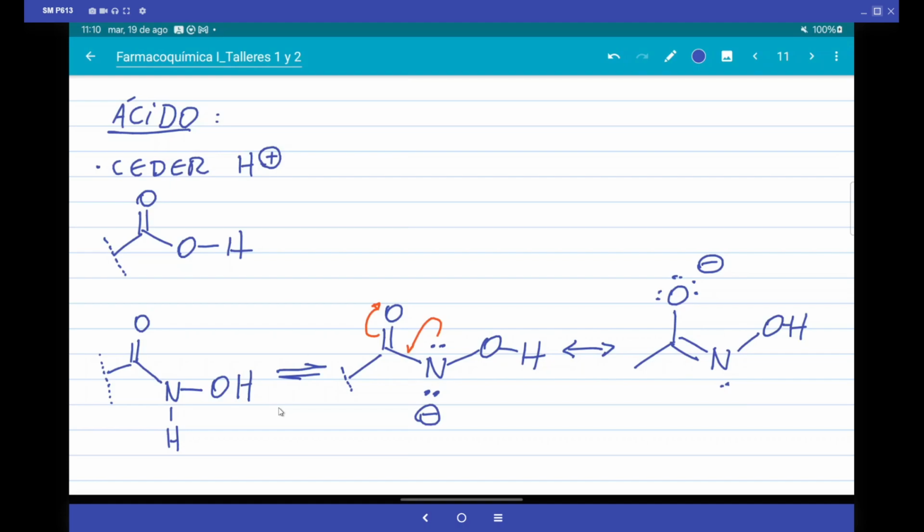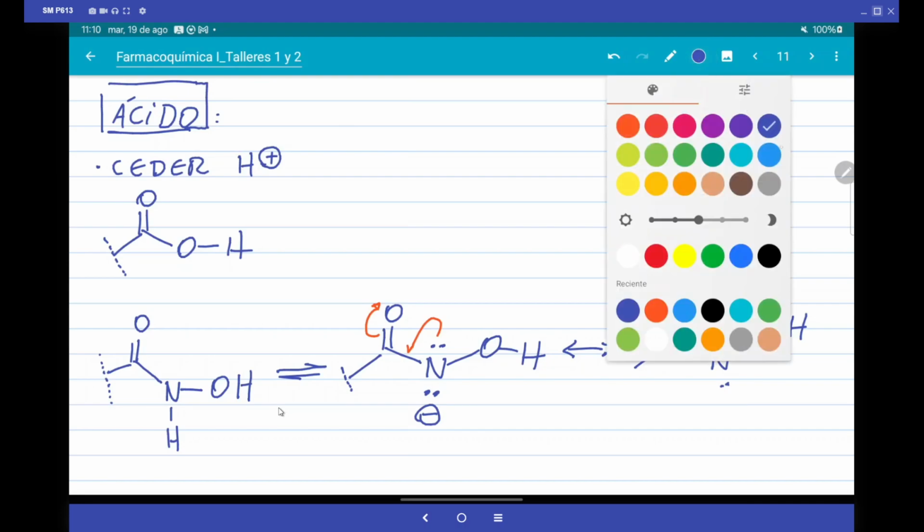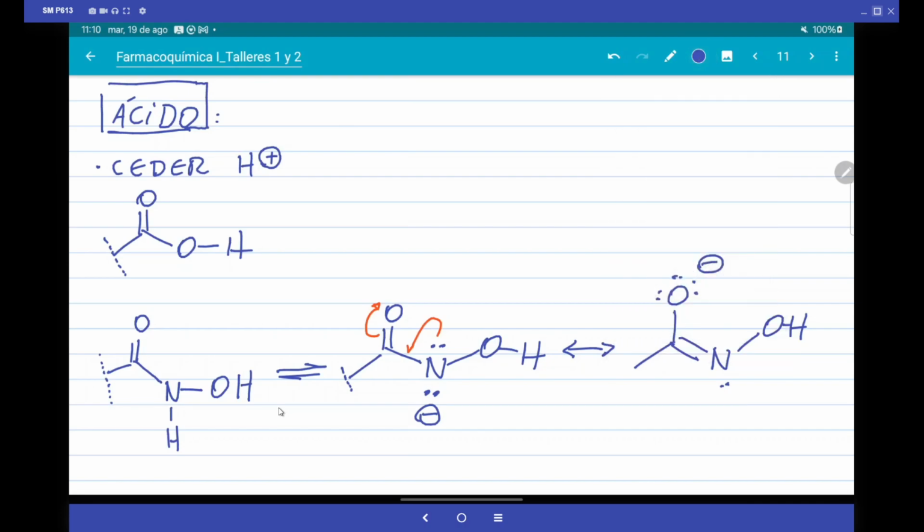And when we talk about acids in medicinal chemistry, we always have to think that an acid in medicinal chemistry is one that liberates a proton. And what is the cellular pH? What is the physiological pH? The physiological pH is approximately 7.4. Well, let's round it to 7.